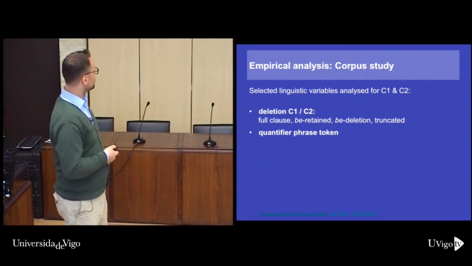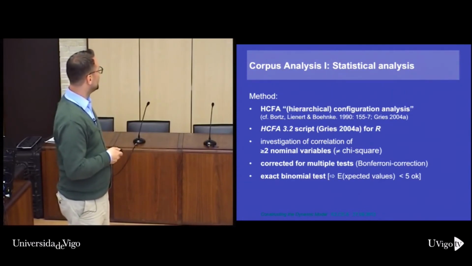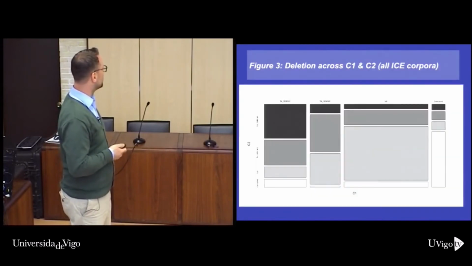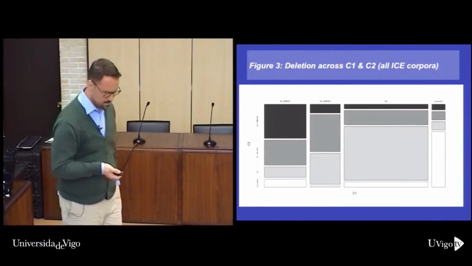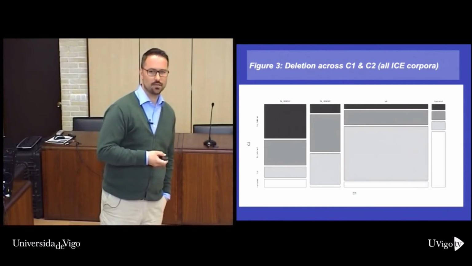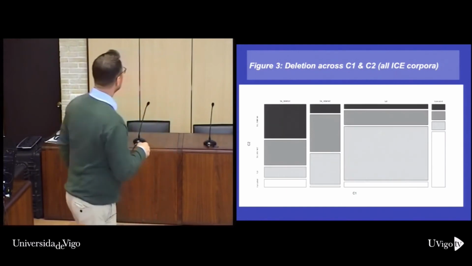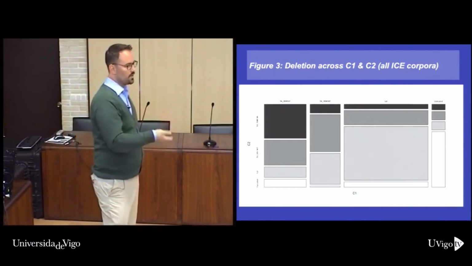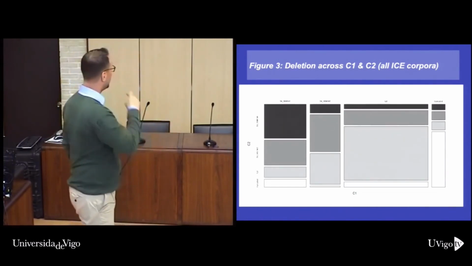Let's look at deletion and the specific types of phrases. That's just the stats. I used a method by Stefan Gries. We're not going to talk about it unless you want to talk about it later. Anyone interested? Okay. It's hierarchical configural analysis, basically chi-squares for each cell, but corrected for multiple tests, if you're into stats.